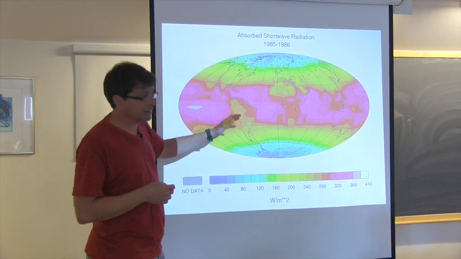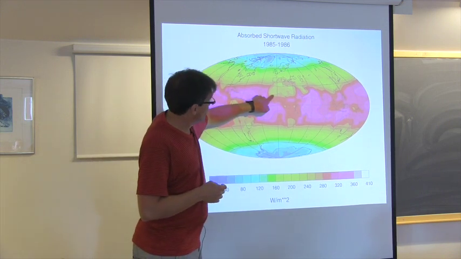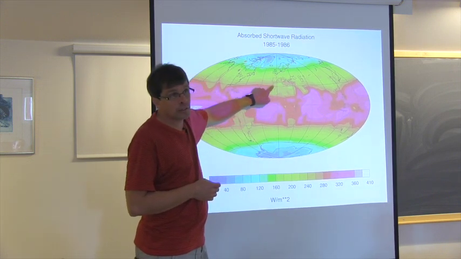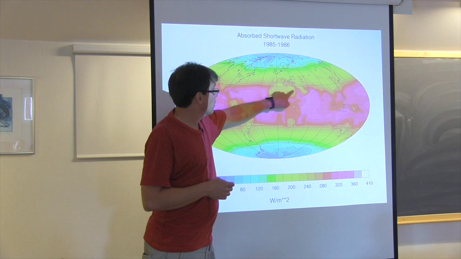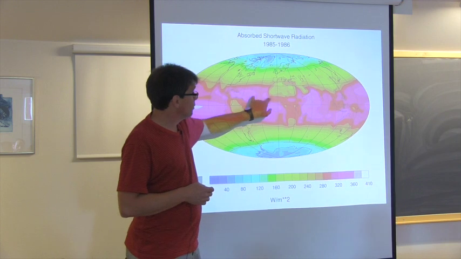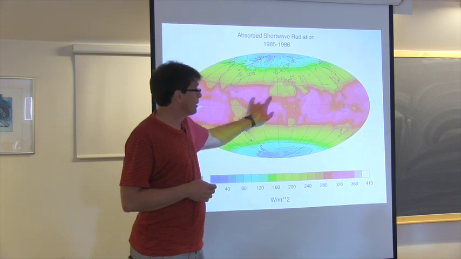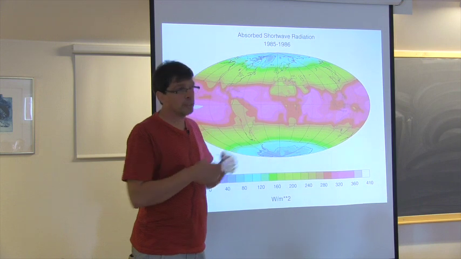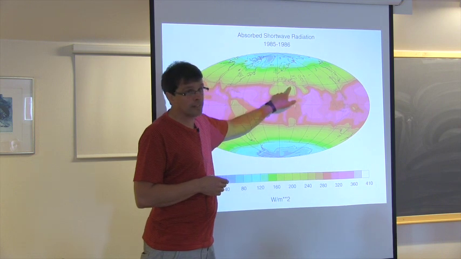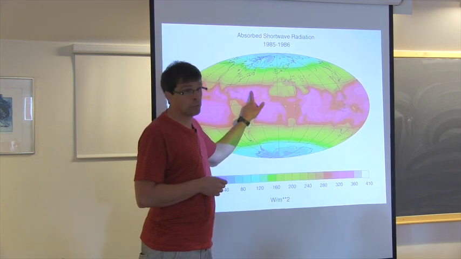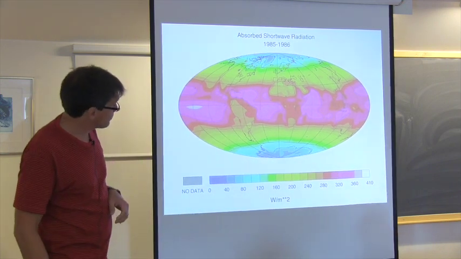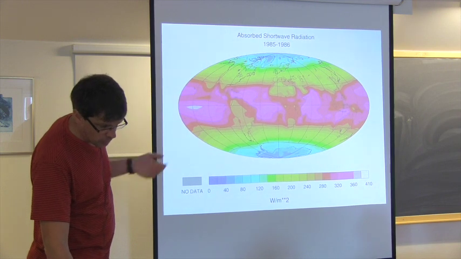But then we also can see other things here, like we have less absorbed shortwave radiation over the deserts in northern Africa compared to other places at similar latitudes. Anyone have an idea why it looks like this? The albedo, exactly. So that's the albedo effect. The albedo of this land surface with a lot of sand is much, much higher compared to here. So much more is absorbed here compared to there. So there are regional features here that differ. So that's what's absorbed in the shortwave.